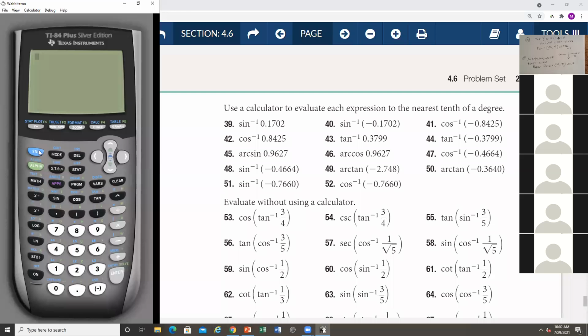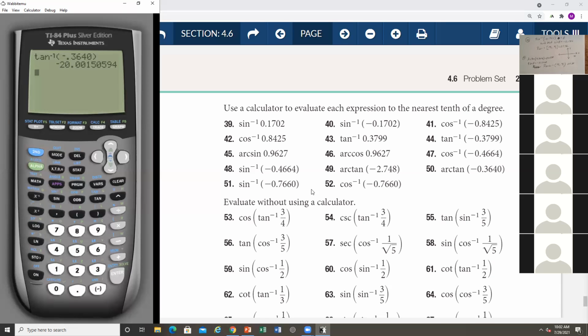So let's take the arctangent of negative 0.3640. And when you do that, you get an angle. So your answer to this question would be negative 20.0 degrees. They wanted your answer rounded off to tenths. Negative 20.0 degrees. That would be your answer. So we understand how we're doing those problems here, ladies and gentlemen.